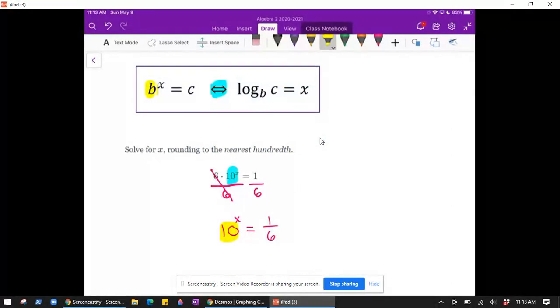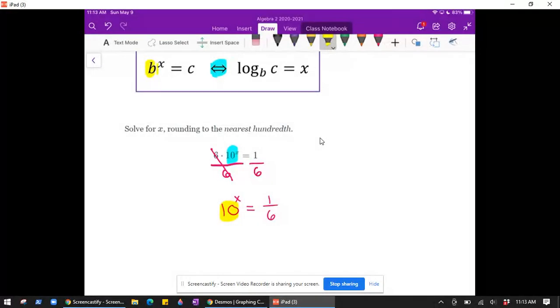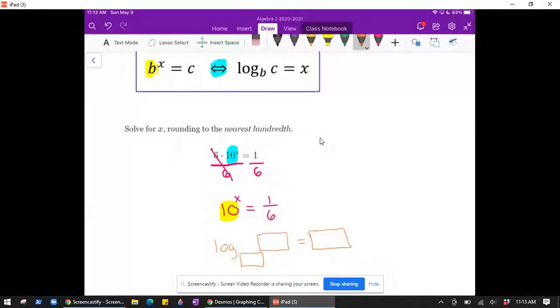And I can just follow the conversion here. So I'm going to write, as I did before, the word log, put a blank for the base, a blank here, and a blank here. And I'm going to read this equation in words. 10 to the x equals 1/6. So that must mean the 10 goes here, so that 10 to the x is equal to 1/6.